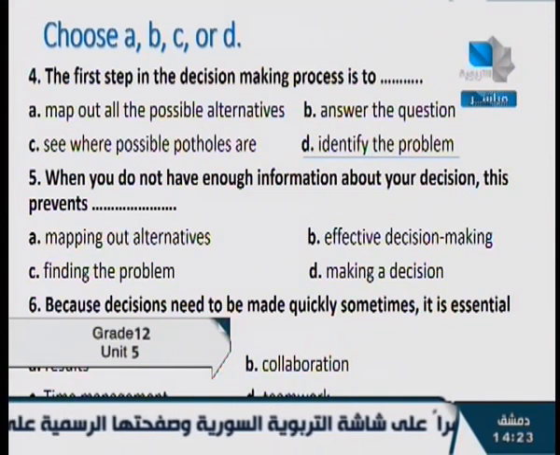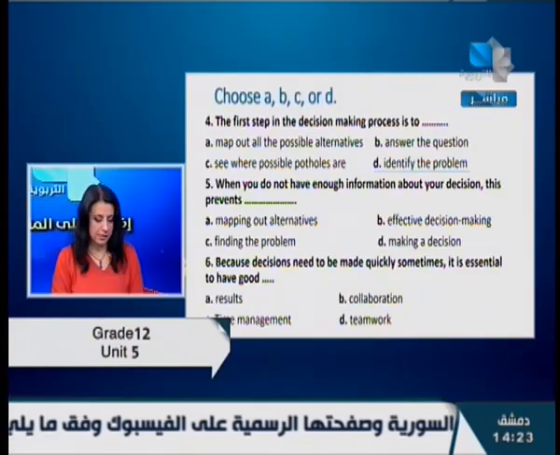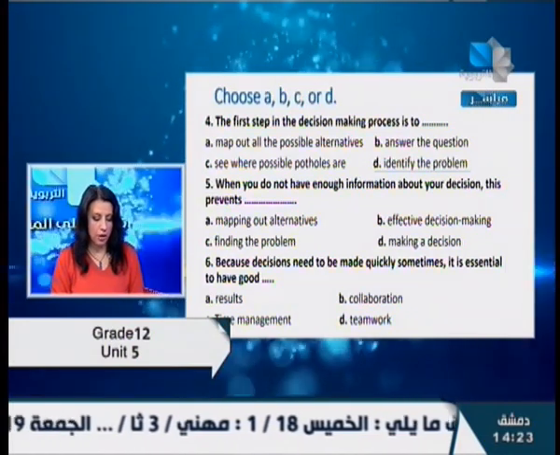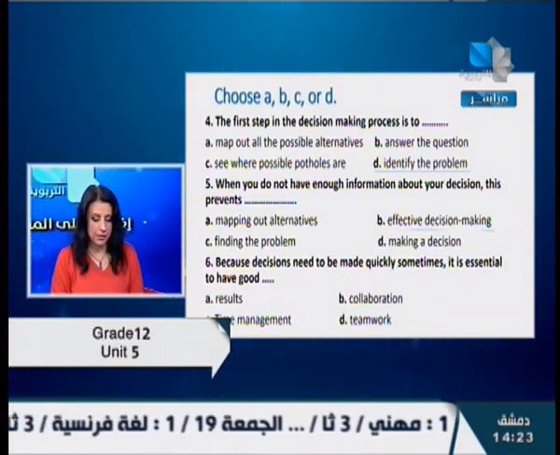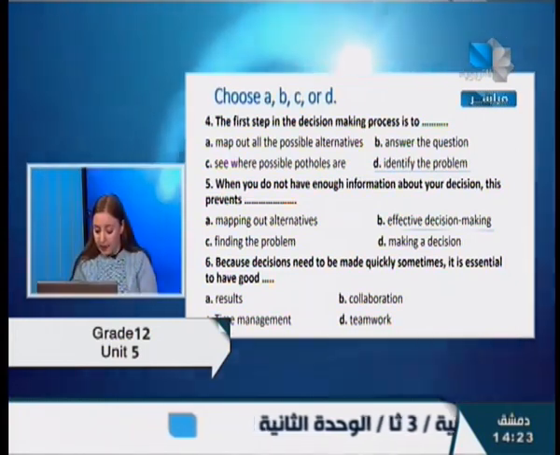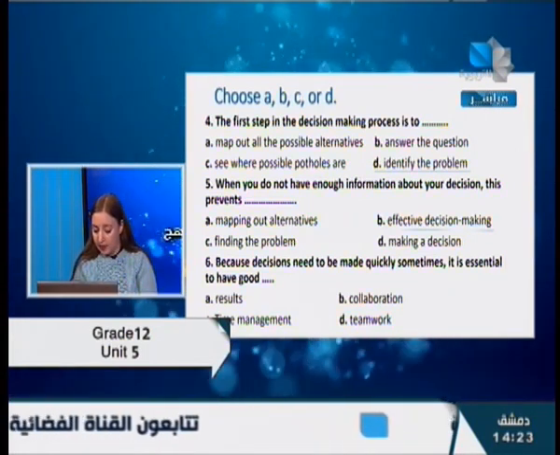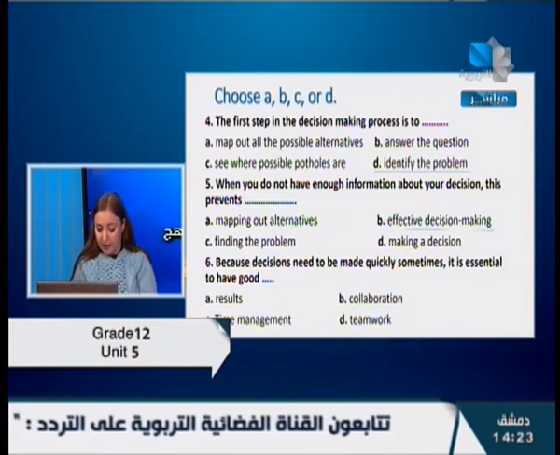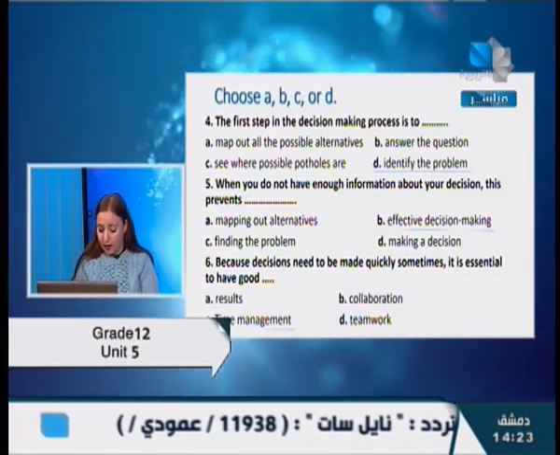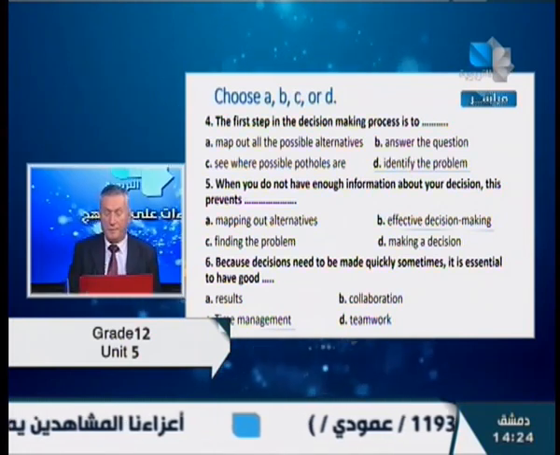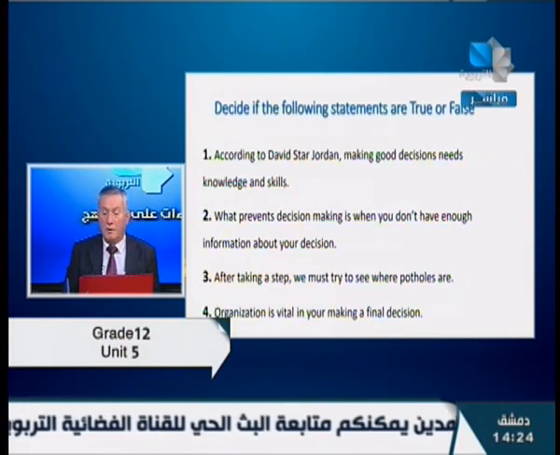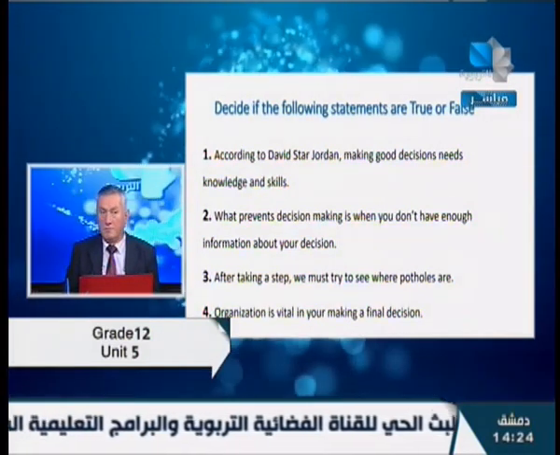Number 5, when you do not have enough information about your decision, this prevents A. Mapping out alternatives, B. Effective decision making, C. Finding the problem, or D. Making a decision. It prevents effective decision making. Letter B. Yes. Okay. Number 6. Because decisions need to be made quickly, sometimes it is essential to have good A. Results, B. Collaboration, C. Time management, or D. Teamwork. It's time management. C. Time management. Right.